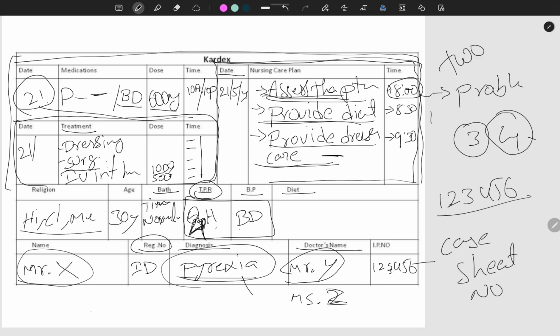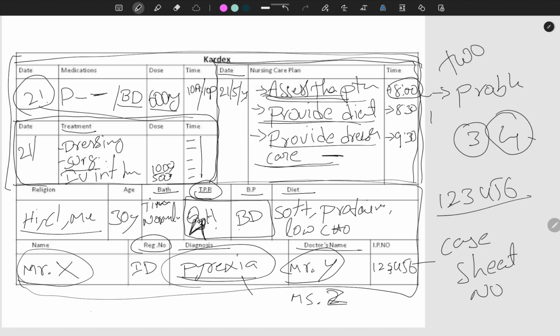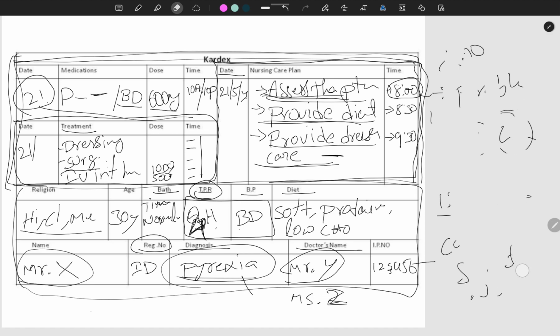And then diet. So which type of diet are you going to give the patient? For example, soft diet, otherwise protein rich diet, otherwise low carbohydrate diet. So like that you have to write here. So this is all about the patient details, and this is about the health details of the patient. So this is about the kardex form. Okay, for every care plan in front there is a kardex form.